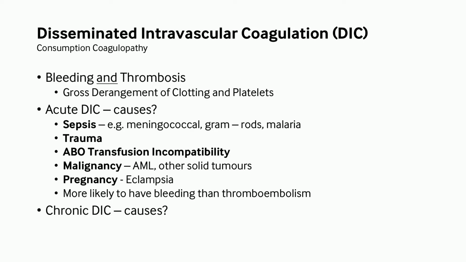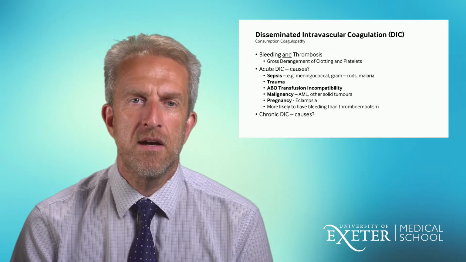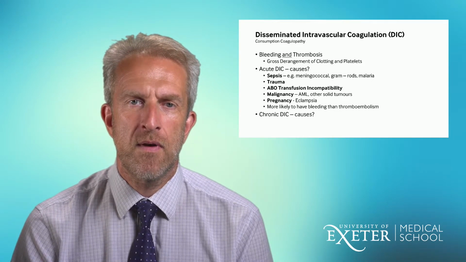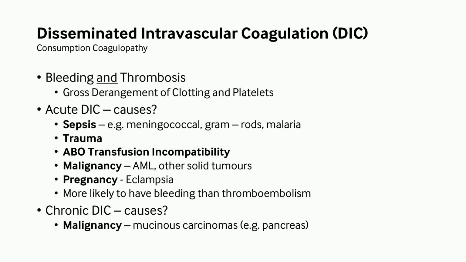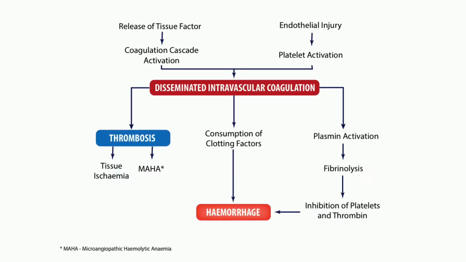I mentioned that there's also a chronic form that's not usually quite so dramatic as what we're talking about here with Georgia, but you do see a chronic form that occurs often in certain malignancies, for instance, mucinous carcinomas of the pancreas. And this is a sort of summary slide, really, of what's going on.